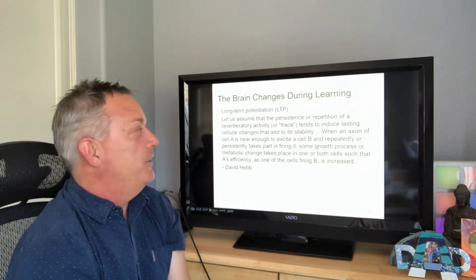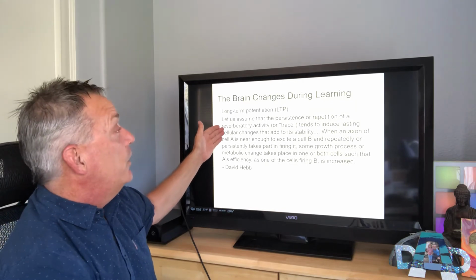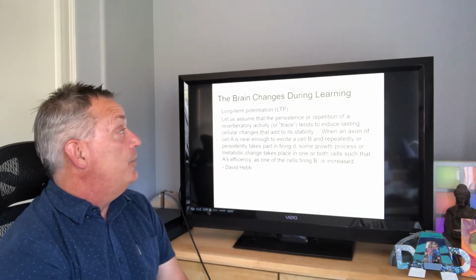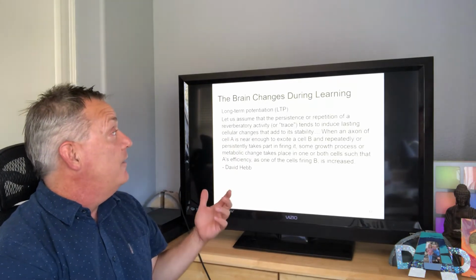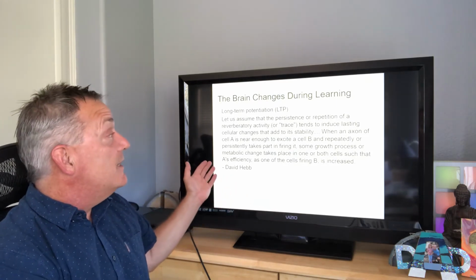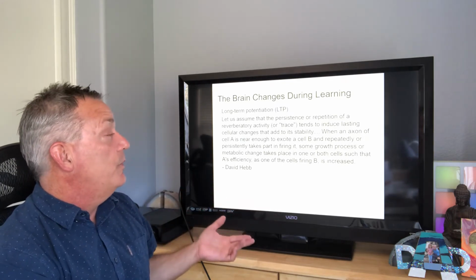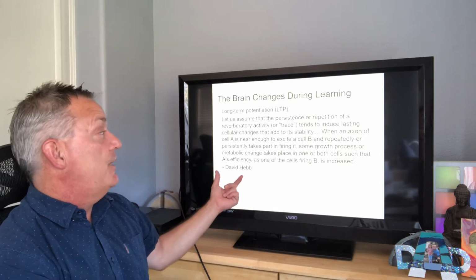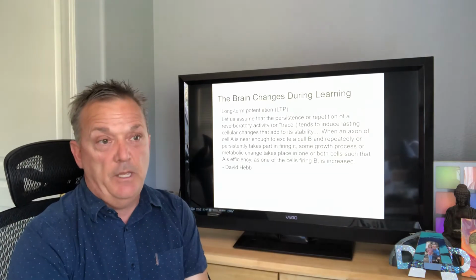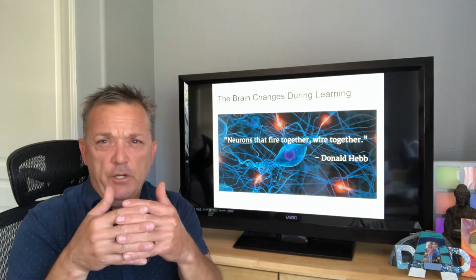I don't know if glue is a good metaphor for that, but let us assume that the persistence or repetition of a reverberatory activity or trace tends to induce lasting cellular changes that add to its stability. When an axon of cell A is near enough to excite a cell B and repeatedly or persistently takes part in firing it, some growth process or metabolic change takes place in one or both cells, such that A's efficiency as one of the cells firing B is increased. Okay, and that's called the Hebbian principle, that neurons that fire together wire together.